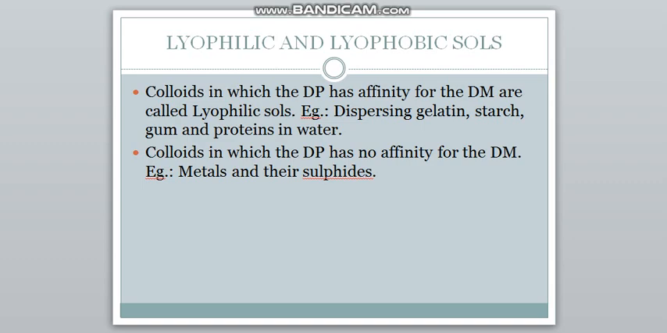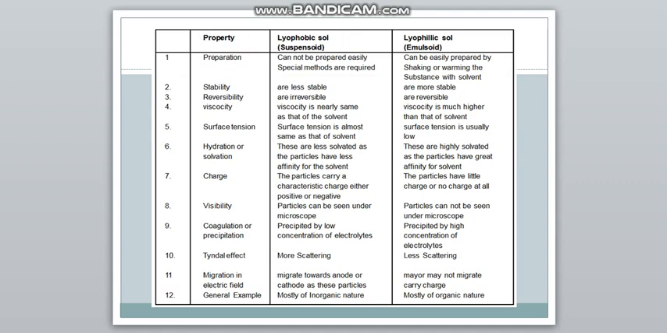So here we have a good comparison of lyophobic sol and lyophilic sol. Lyophobic sol is actually a suspensoid and lyophilic sol is actually an emulsoid. How can they be prepared? Lyophobic sols cannot be prepared easily. There are a lot of complicated methods to prepare lyophobic sols, which we will be discussing in the forthcoming slides. Whereas lyophilic sols can easily be prepared by shaking the substance with solvent, because they are solvent loving.